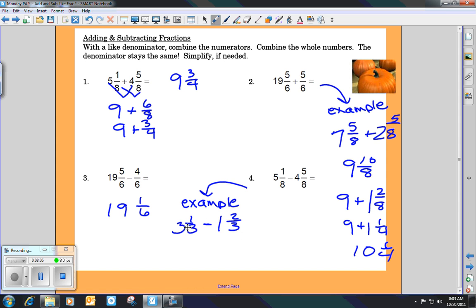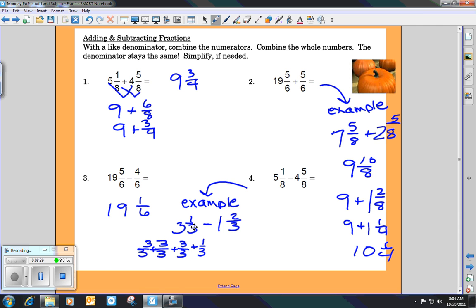So what I'm going to have to do is borrow a whole one from this 3 right here. If I wanted to make 3 1/3, I could call it 3/3, that's worth 1, and 3/3, that's worth 2, and 3/3, that's worth 3, and then another 1/3. So if I take 3 1/3, I can break it down into 3/3 plus 3/3 plus 3/3 plus 1/3 for 3 1/3.